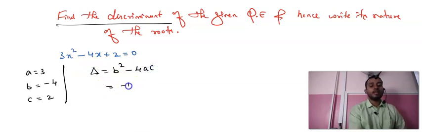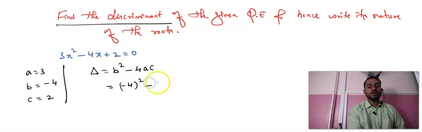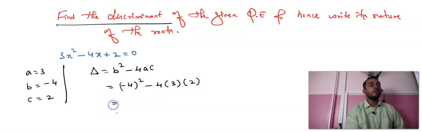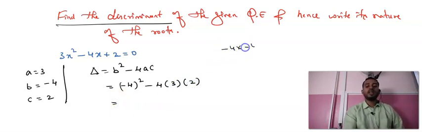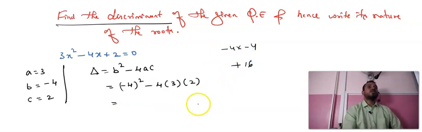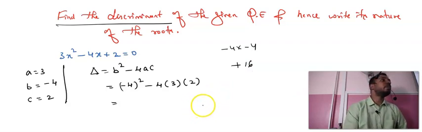What is the value of b? Minus 4 whole square, minus 4 into the first term, a is 3, c is 2. Minus 4 whole square, minus 4 into minus 4: minus into minus is plus, 4 fours are 16. Do you know, child, the minus 16 has become plus 16 after multiplying.